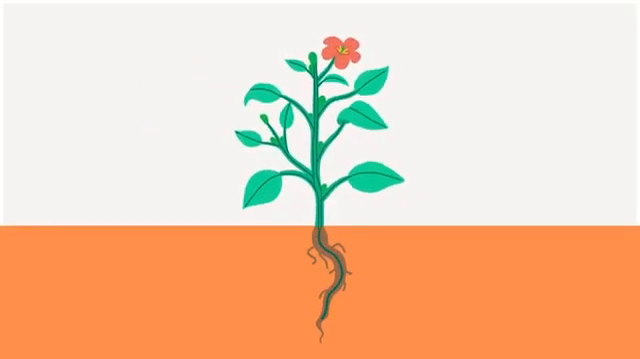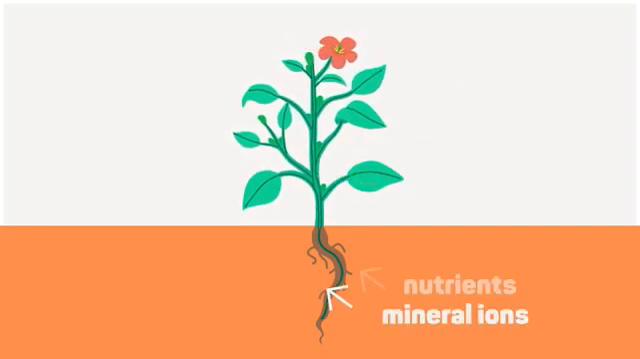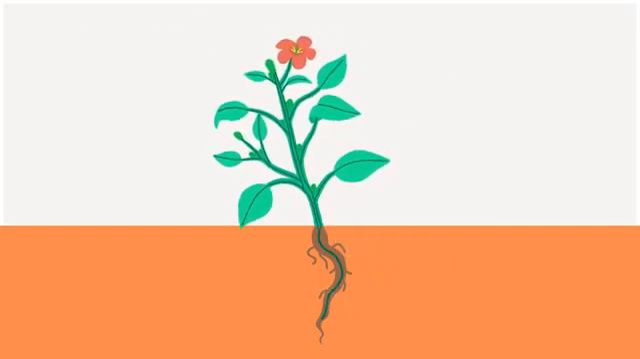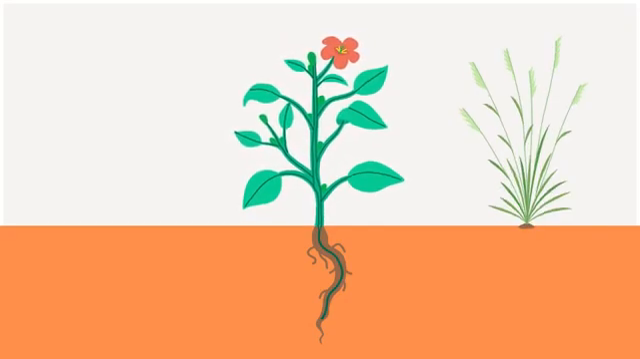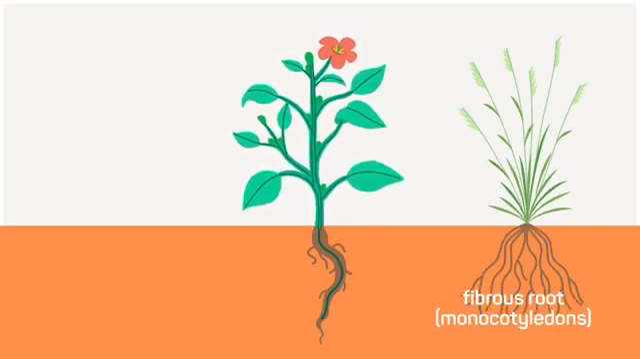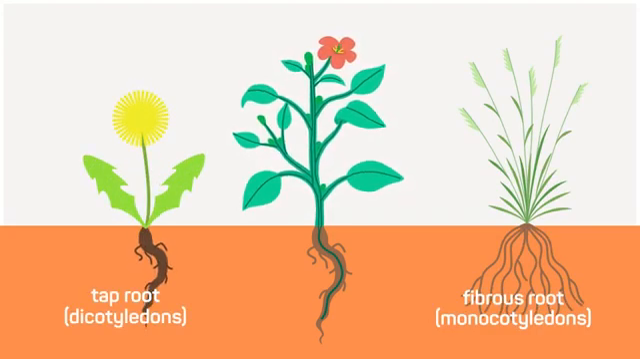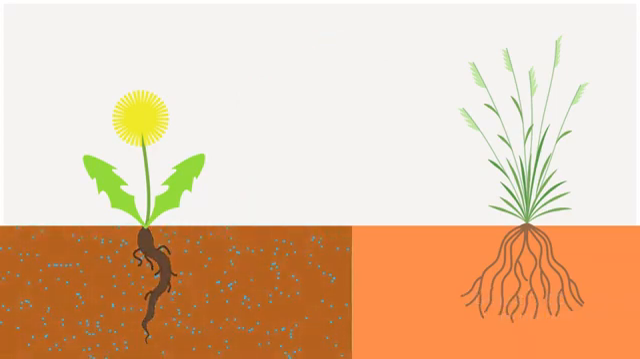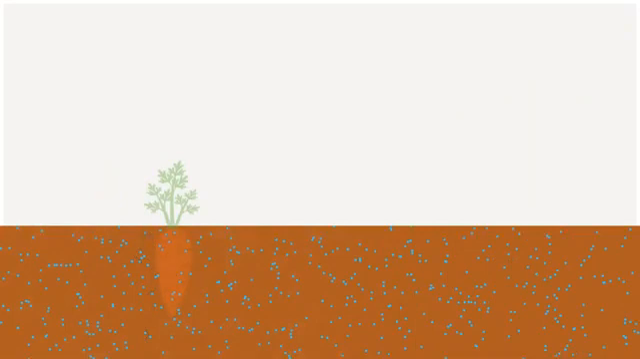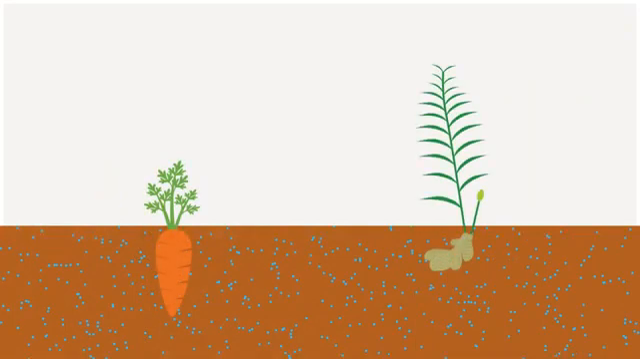Plants have a root system which serves to absorb mineral ions, nutrients, and water from the soil. It is also there to anchor the plant down and stop it falling over. The shape of this root system can vary. It may be fibrous, as in monocotyledons, or there may be one central taproot, as in dicotyledons. It will also depend on the habitat of the plant and the availability of water. Carrots and ginger, for example, are plant roots that we eat.